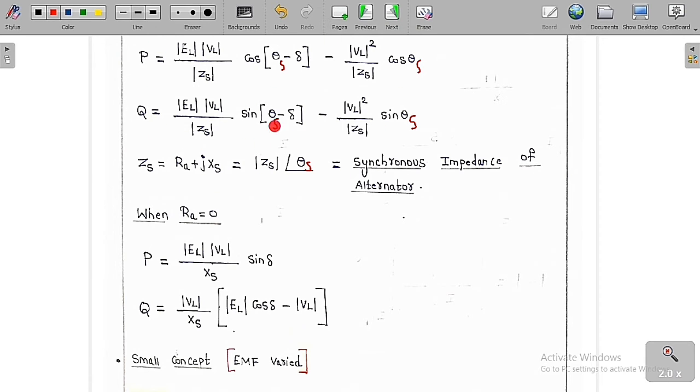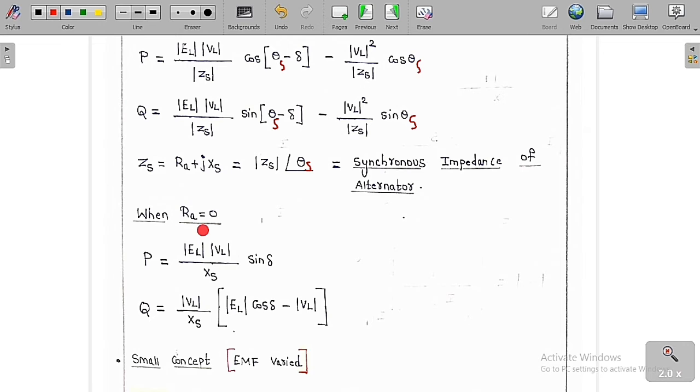So this is the active power which has been sent by the three-phase alternator to the infinite bus bars. This is the active power and this is the reactive power, and this is the synchronous impedance RA plus JXS. All these things I have already told you. This is theta S, theta S, theta S and theta S.